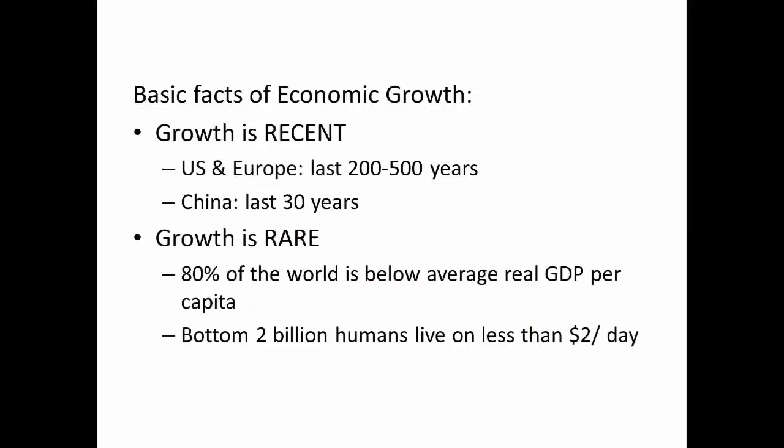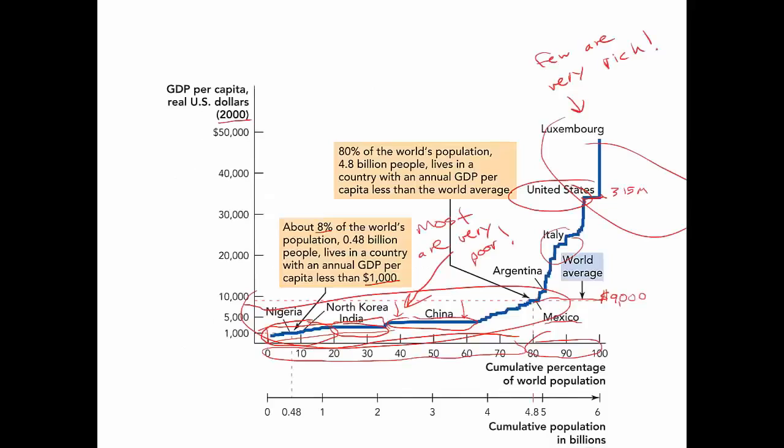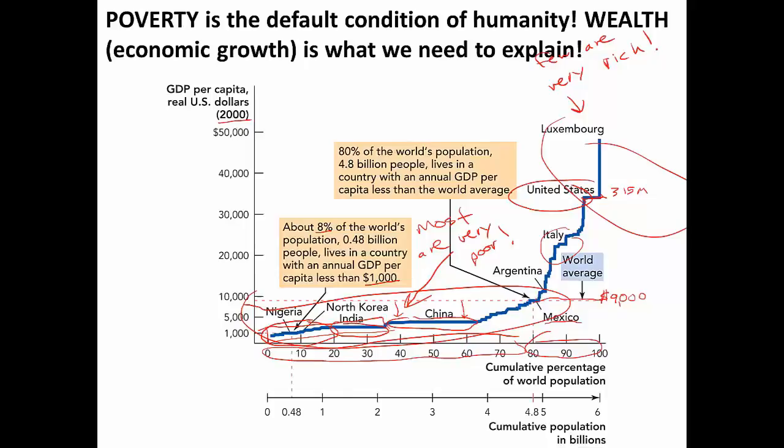Remember, let me go back here. Growth is the thing that's recent and rare. Growth is the thing that's new. That's different. Growth is what we need to explain. Poverty is the default condition. Wealth, or economic growth, which is what causes wealth, is what we need to explain. And that's what we're trying to get at in this unit.